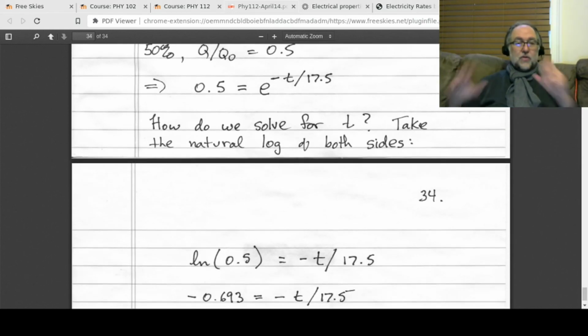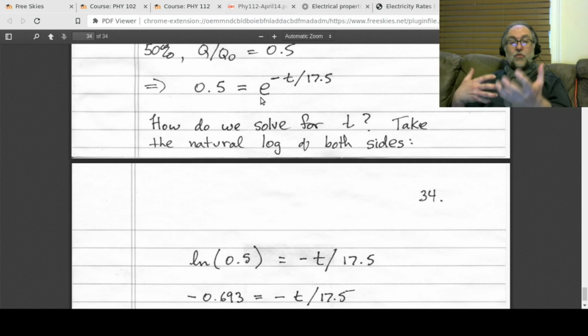We're taking the natural log of both sides. So we have 0.5. And what's the natural log of 0.5? Well, it's ln 0.5, you can do it on your calculator. What happens when you do the natural log of the exponentiation? Well, they're opposites of one another. So if you exponentiate and then you log, it's like the log undoes the exponentiation. And so basically, taking the log of the exponential just pulls out the exponent here. So that's e to the minus t over 17.5. So the natural log of the 0.5 is just going to equal the exponent here, negative t over 17.5.